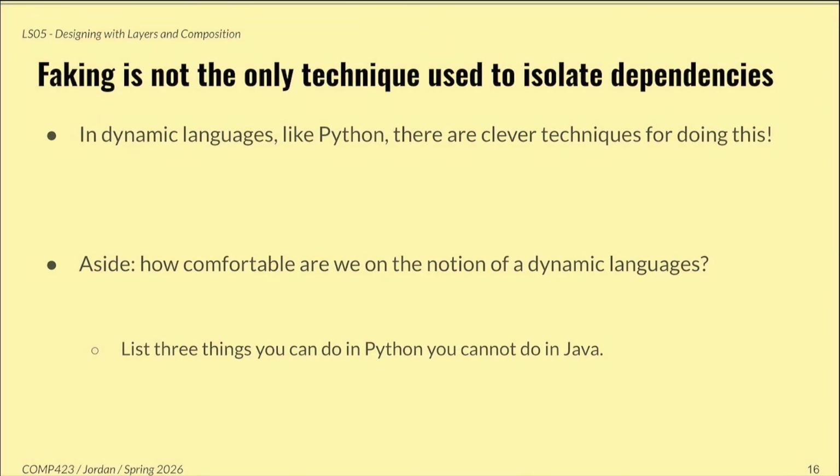Some of you had talked about mocking, and yes, mocking is another way of doing this. But before we talk about mocking, I'm actually very curious where our level of understanding is at in this course about the differences between a static language that's compiled, like Java, and a dynamic language that's interpreted, like Python or JavaScript. And what I'd like you to try doing is list 3 things that you can do in Python that you can't do in Java on your whiteboards, and spend 2 minutes on this.